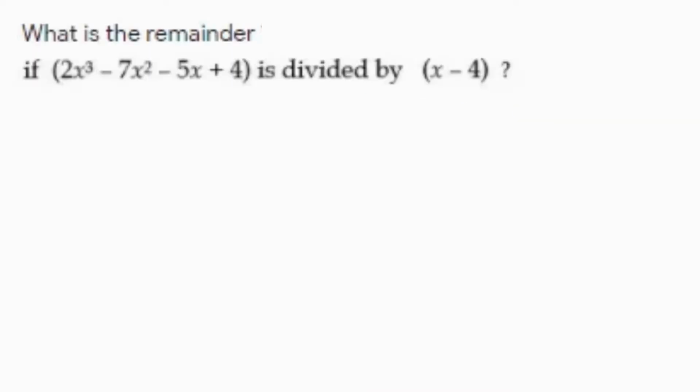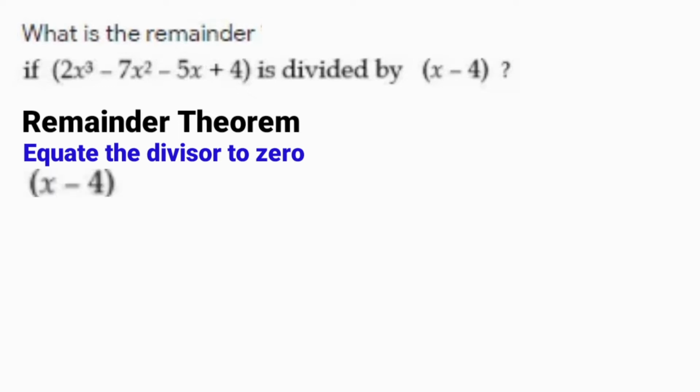What is the remainder if 2x cubed minus 7x squared minus 5x plus 4 is divided by x minus 4? We will be using the remainder theorem. First, equate the divisor to 0. So x minus 4 is equal to 0. Transpose negative 4 to the right side. x is equal to 4.